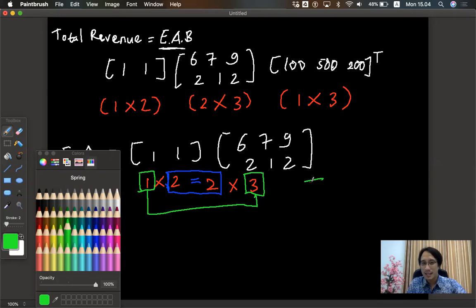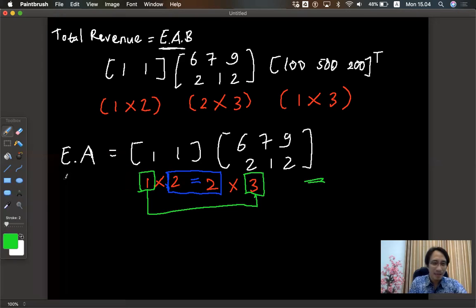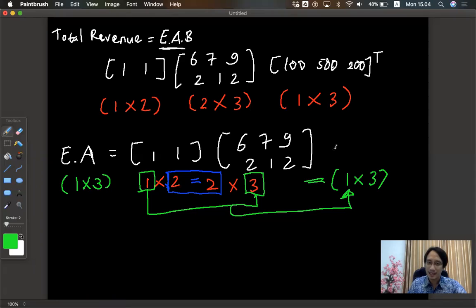So the result of E times A must be a 1 times 3 matrix. It will be derived from this one. 1 times 3, this is the result. Okay, let's try to calculate it then.